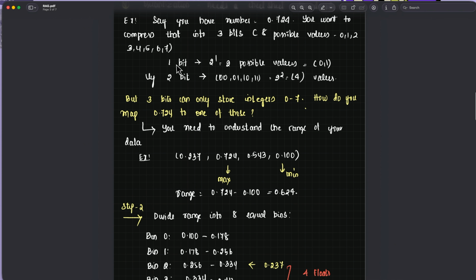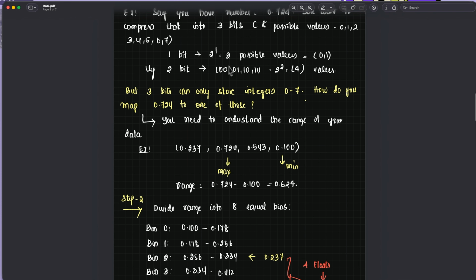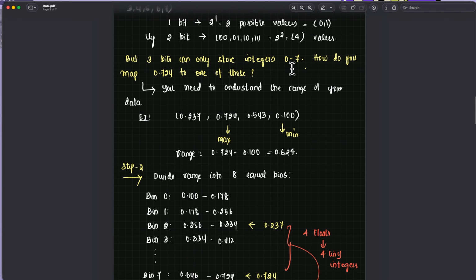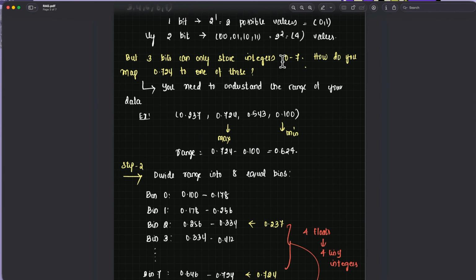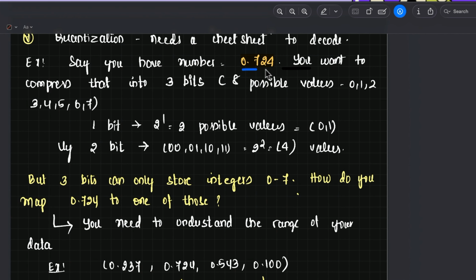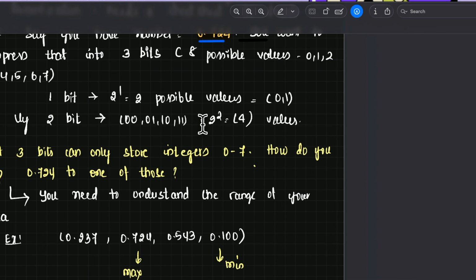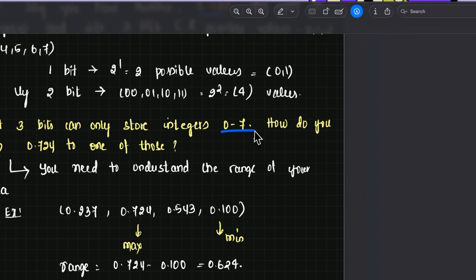As you know, 1 bit means 2 to the power 1, that means 2 possible values, 0 and 1. Similarly, 2 bits means 00, 01, 10, 11, so 4 values. So 3 bits means that you can store only integers from 0 to 7. So how do you map 0.724 to 3 bits where you can only store 0 to 7?